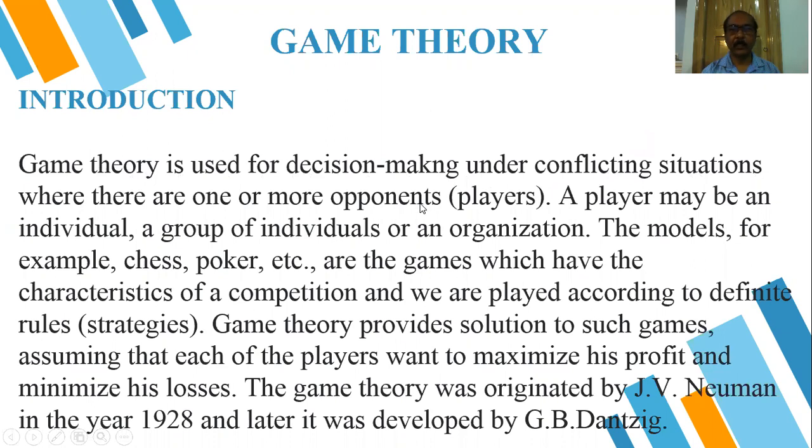Conflicting situations means there are courses of action, and whatever courses of action are chosen by the people or the opponents, that is known as the player. Conflict means they have to strictly determine which course of action to take. That time they are conflicting. A player may be an individual, a group of individuals, or an organization.